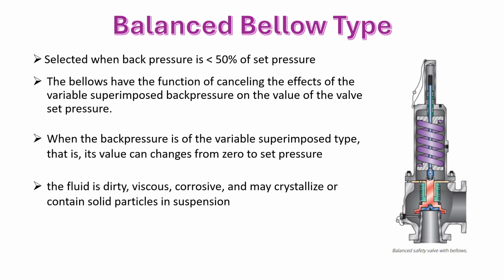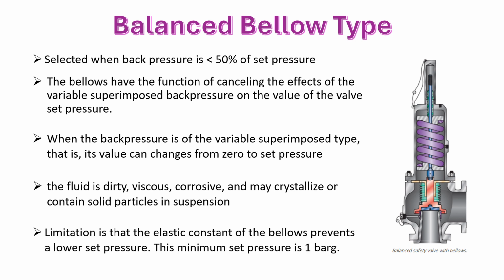When to use the balanced bellow type safety valve: when the fluid is dirty, viscous, corrosive, and may crystallize or contain solid particles in suspension. That time we can go with the balanced bellow type safety valve, and it has a limitation due to the balanced bellow, that the elastic constant of the bellow prevents a lower set pressure. Like we cannot use this balanced bellow type safety valve where the set point is less than 1 bar gauge.